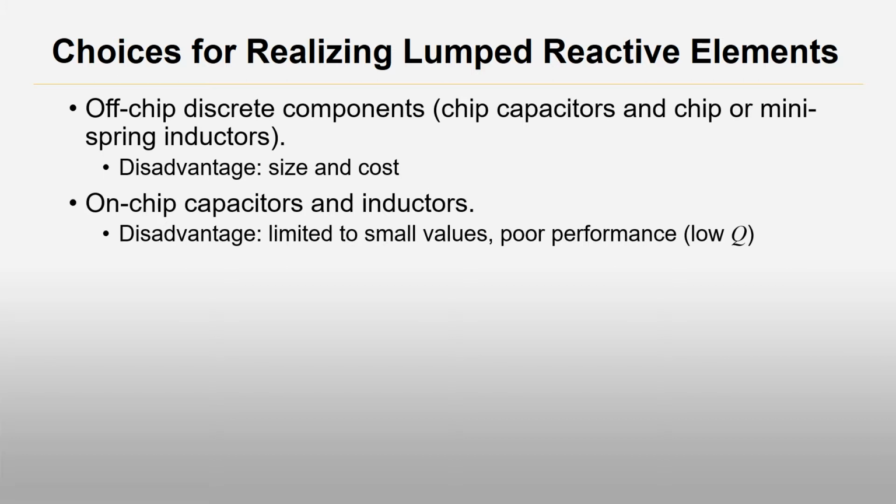We can also use on-chip capacitors and inductors, and by that I mean on the silicon chip itself of the circuit. This is limited by the fact that these elements have relatively small values and they don't perform too well due to low Q. In many situations, this means that we would want to use distributed components comprising transmission lines.